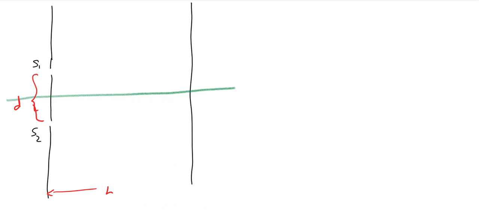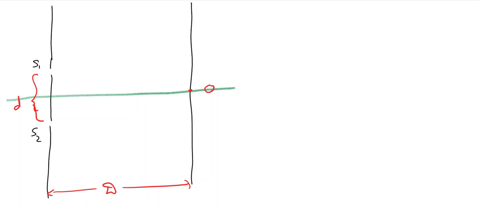What we are talking about is a situation in which we have two coherent sources of light, and this is the perpendicular bisector for the line of the two sources S1 and S2. We consider the gap to be small d and this distance to be capital D. So this point becomes the center, let it be O.